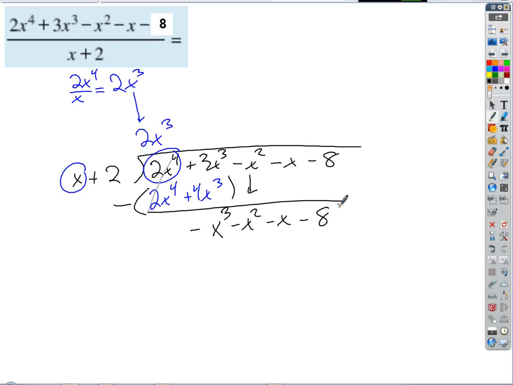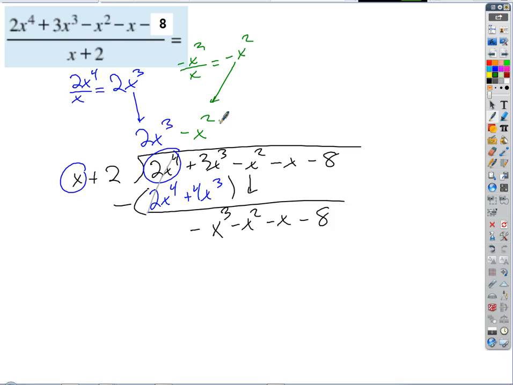And then we just repeat the process, right? So now what do we get? We get negative x cubed divided by x is what? X. Okay, but I got a negative there, right? So negative over positive is negative x squared. So that's the next term. What do I do?